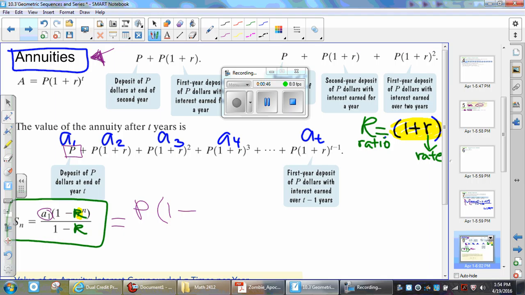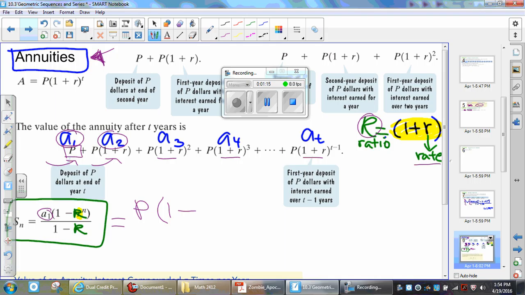So with the sequence that we have here, we have A sub 1, A sub 2, and so on. And we realize the first term, A sub 1, is capital P, and the ratio is 1 plus r, 1 plus r, 1 plus r. To differentiate the ratio from rate, we're using uppercase for ratio, and lowercase for rate.